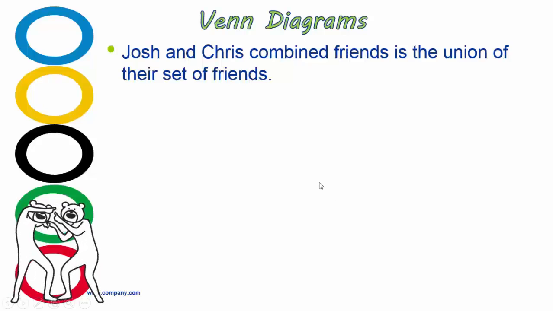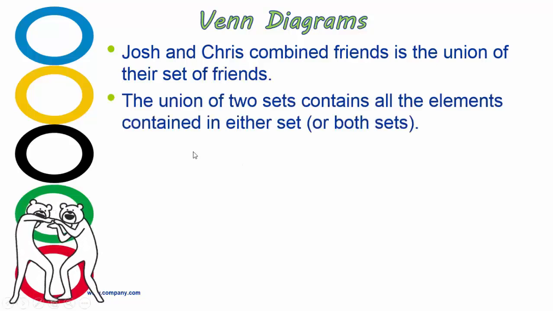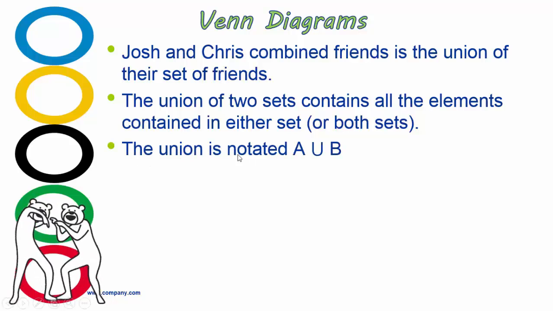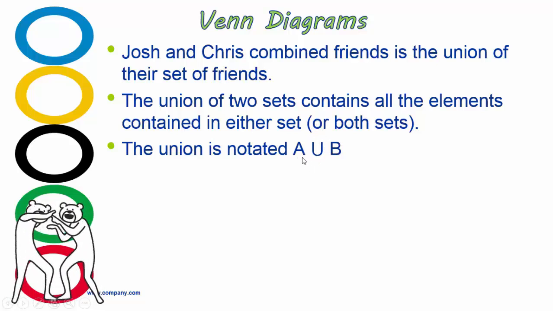Let's say Josh and Chris have combined friends, and when we put all their friends together into one set, we would call that the union of their set of friends. That means the union is the two sets combined together, and all the elements of both sets are combined. The union is given by the notation of a U. So A union B, or Josh's friends together with Chris's friends, make this union.